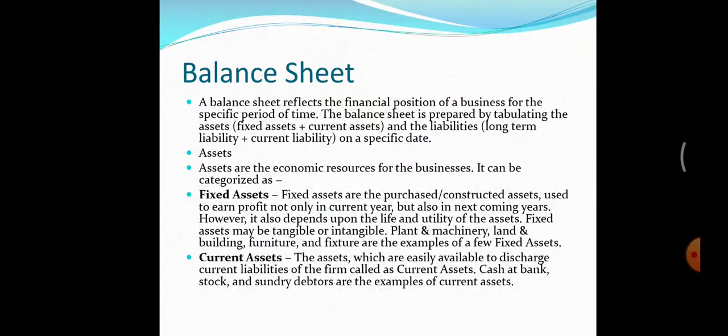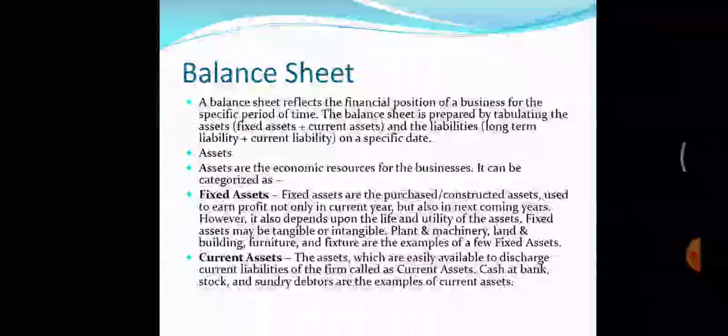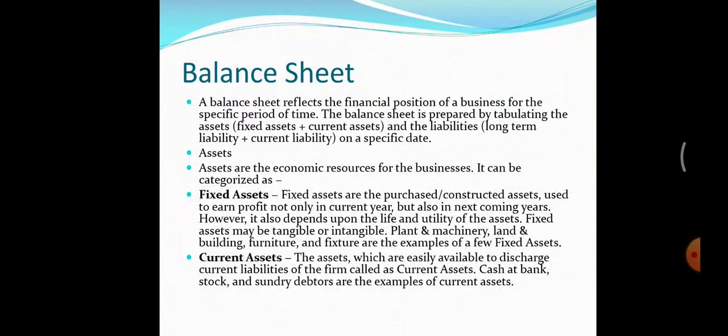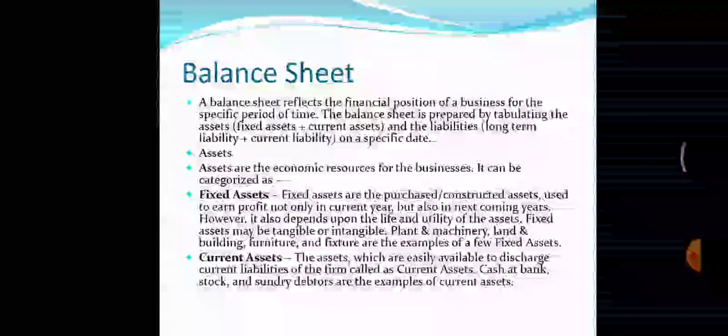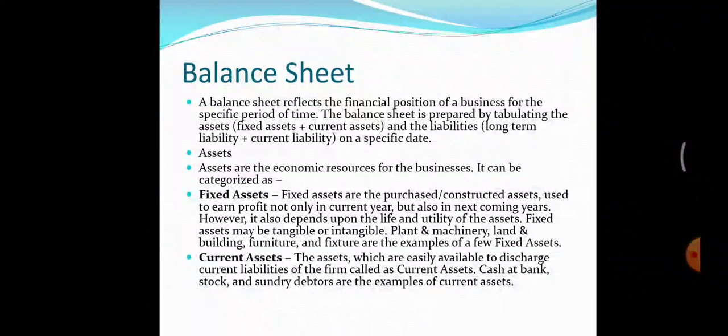Fixed assets are the purchased or constructed assets used to earn profit not only in the current year but also in the coming years. However, it also depends upon the life and utility of the asset. Plant and machinery, land and buildings, furniture and fixtures, these are all fixed assets. Next one is current asset. Current assets are those readily available to discharge current liability of the firm. Cash at bank, stock and sundry debtors are examples of current assets.